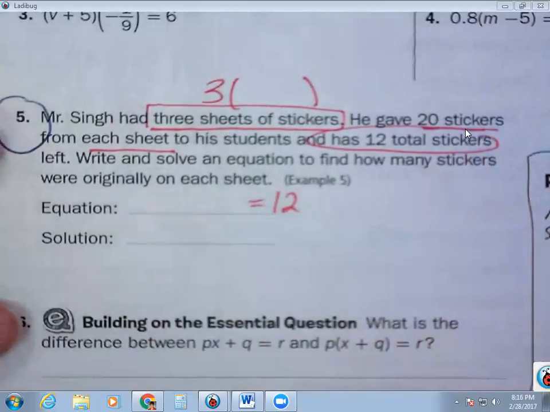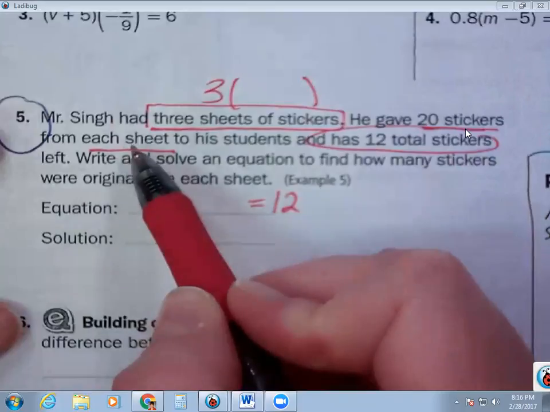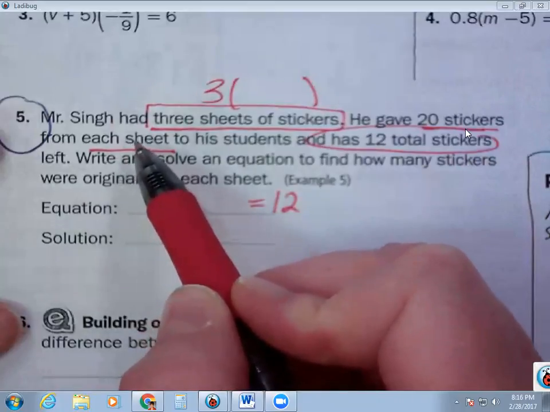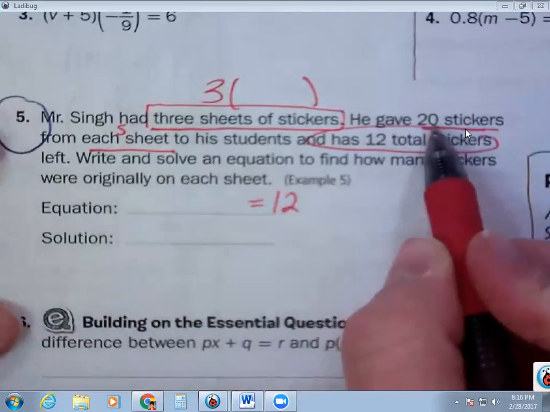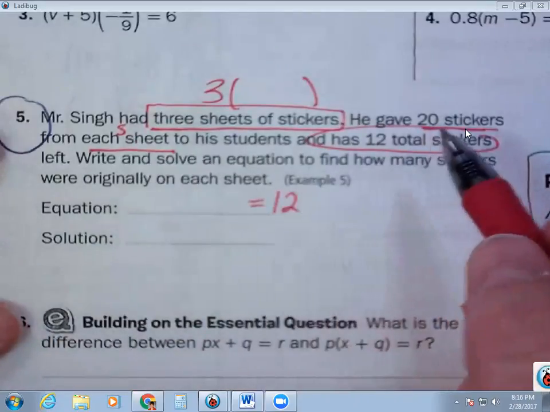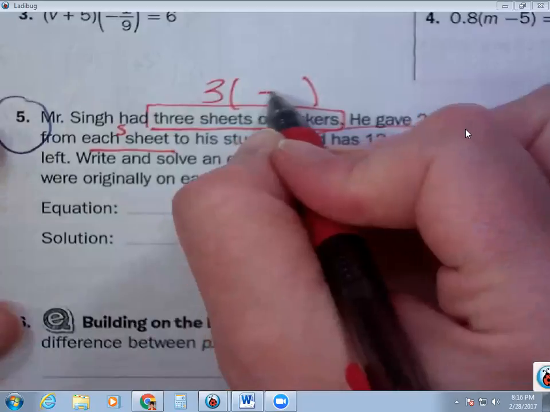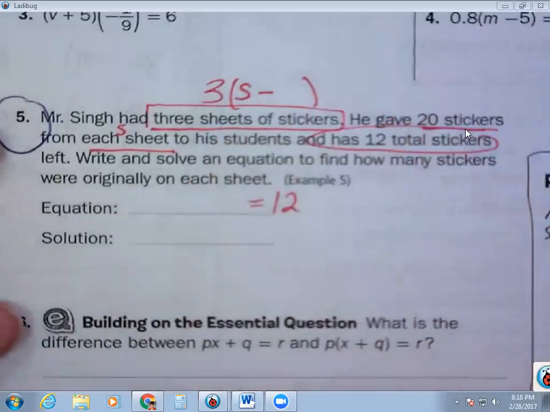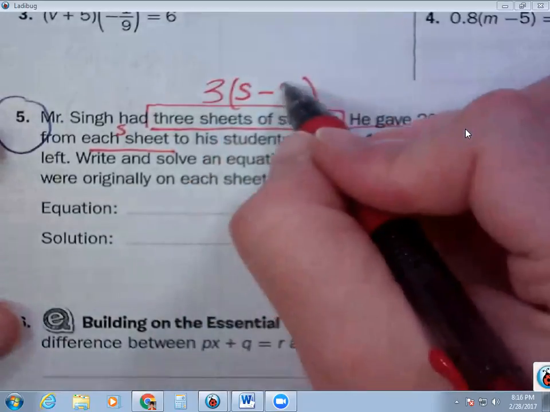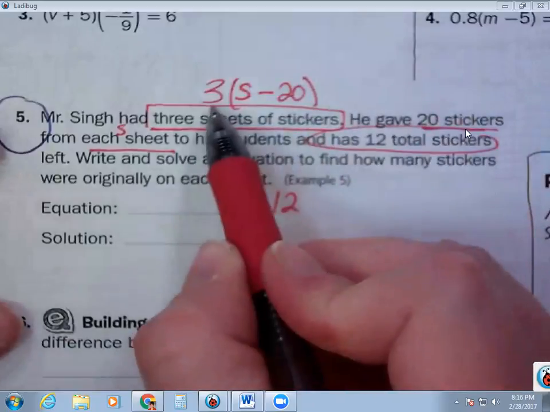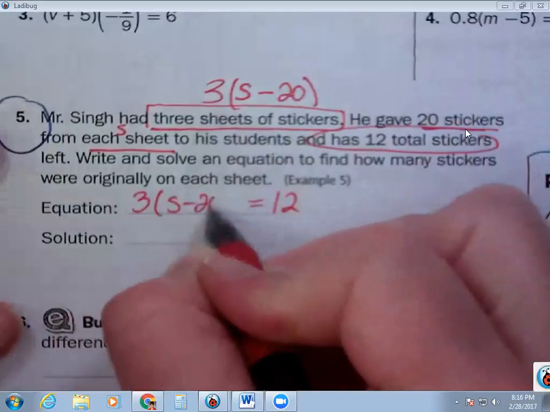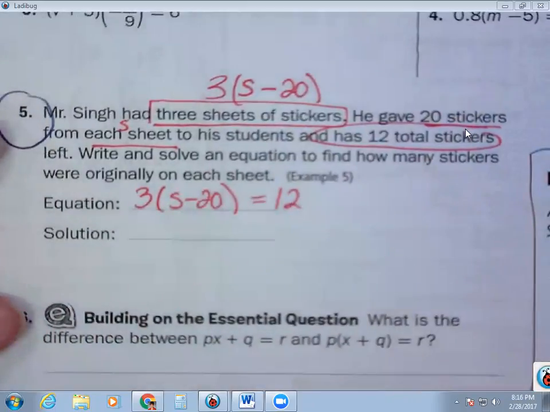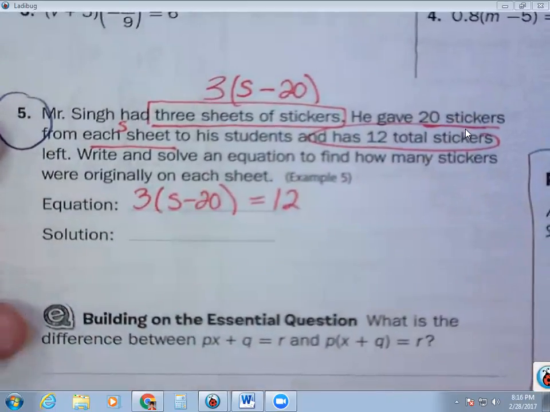So he gave 20 stickers from each sticker sheet. How many stickers are on the sheet? We don't know. Let's call it S. But we do know he gave away 20. What does give away sound like? It sounds like minus. So we've got however many stickers are on that sheet minus the 20 he gave away. And he did that 3 times because he's got 3 sets of stickers. So 3 times S minus 20 equals 12. And you guys can go ahead and solve that.